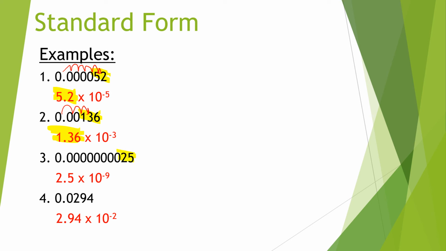So we're going to make our number into 2.5. There's our number between 1 and 10. I'm going to go 1, 2, 3, 4, 5, 6, 7, 8, 9 times, which gives us 2.5 times 10 to the minus 9. Here we're using these numbers to give us 2.94 as our number between 1 and 10, and the decimal place has moved 2 spaces.